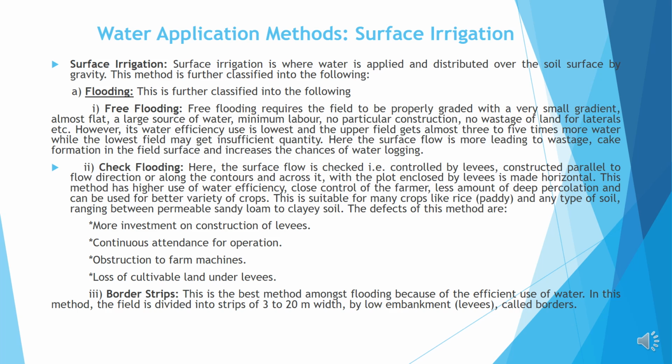Free flooding requires the field to be properly graded with a very small gradient, almost flat, a large source of water, minimum labor, no particular construction, no wastage of land for laterals, etc. Check flooding. Here, the surface flow is checked, that is, controlled by levees, constructed parallel to flow direction or along the contours and across it, with the plot enclosed by levees made horizontal.